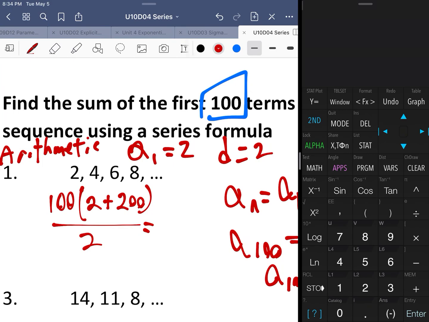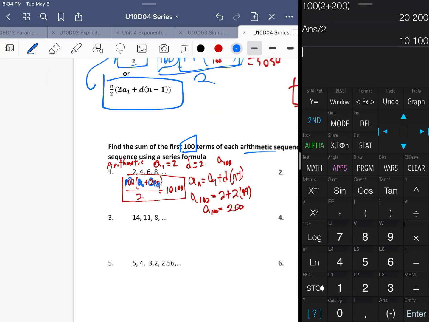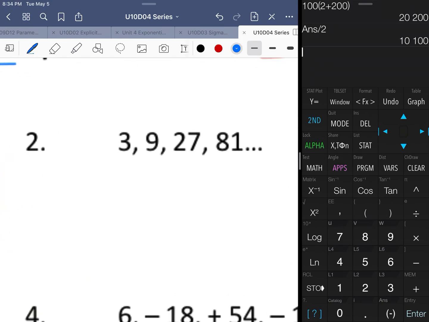So using a calculator, that's 100 times 2 plus 200, which is 20,200, divided by 2, I get 10,100. So again, it's number of terms, which is n, the first term, and the last term. We'll do one geometric sequence series, and then you guys can try the rest of these on your own.